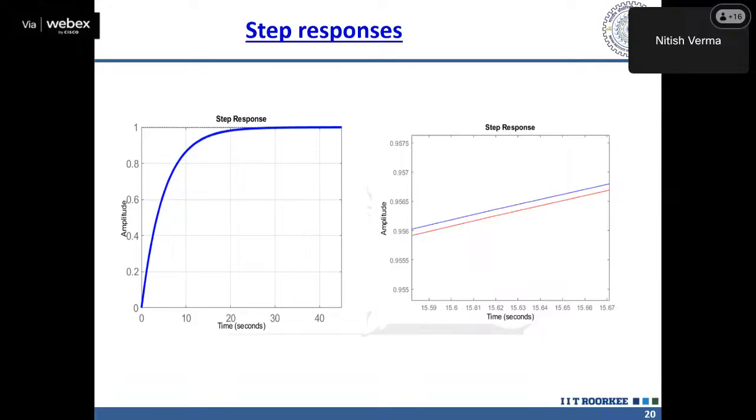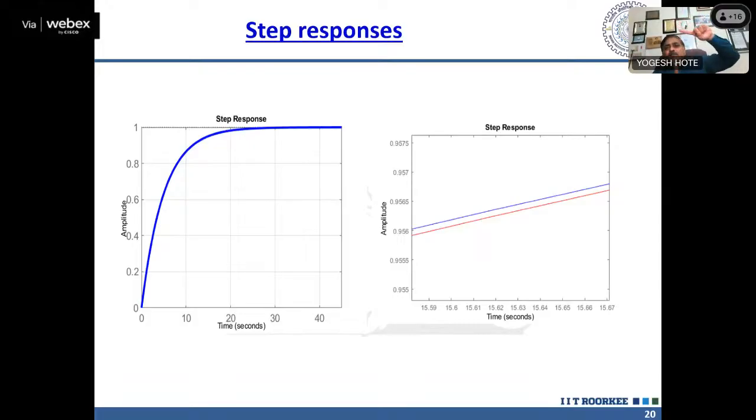Okay, I would like to explain. For example, let us say we have the transfer function 10 divided by s plus 1. What is the steady state of this?